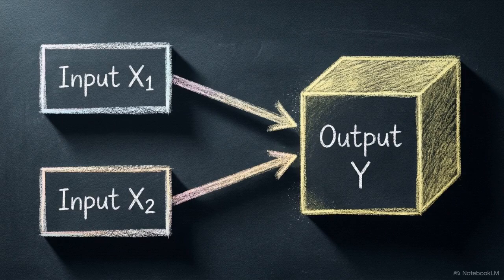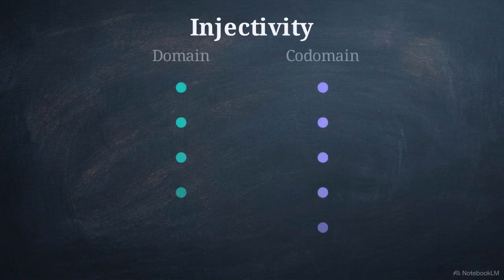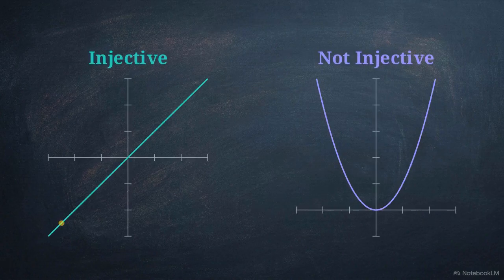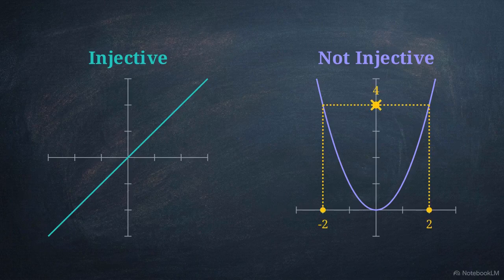Does a function guarantee that different inputs will always produce different outputs? This property is called injectivity. In an injective mapping, no two inputs ever point to the same value in the range. On the left, this linear equation is injective. Every x hits a unique y. The right parabola fails. 2 and -2 map to 4.